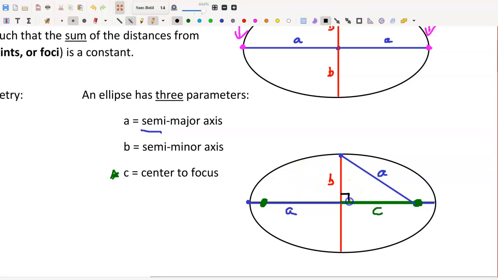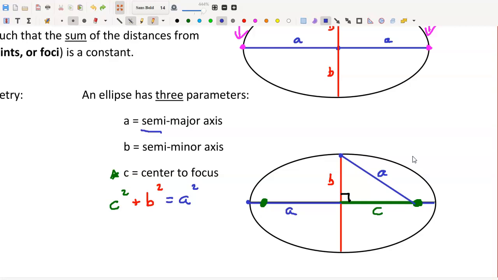So we have a right triangle, right? So what's the relationship between A, B, and C if this is a right triangle? What would be a very, very good formula here? C squared plus B squared equals A squared. Very similar to Pythagorean theorem, but not quite the same because the C and the A are switched. C is a leg, now A is a hypotenuse. So that's one of those adjustments you have to make for elliptical orbits and anything that's elliptical, is that slightly different relationship from the Pythagorean theorem. Okay.